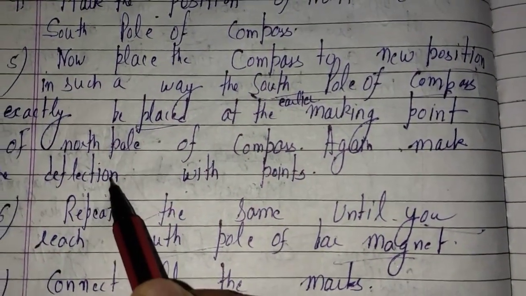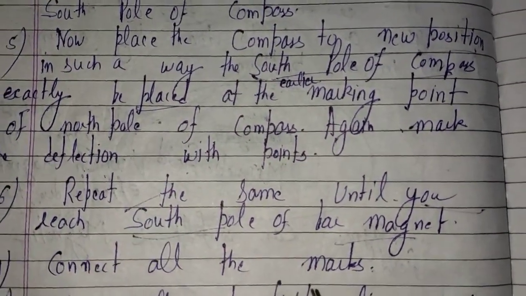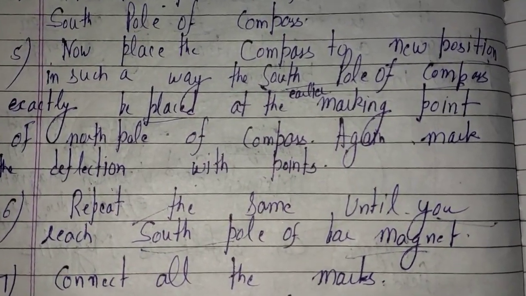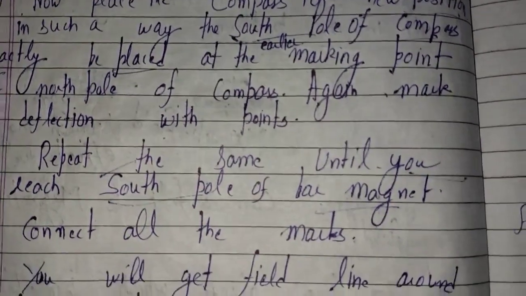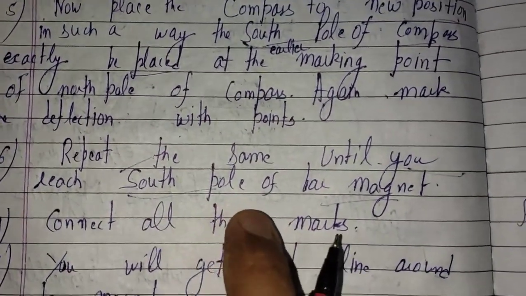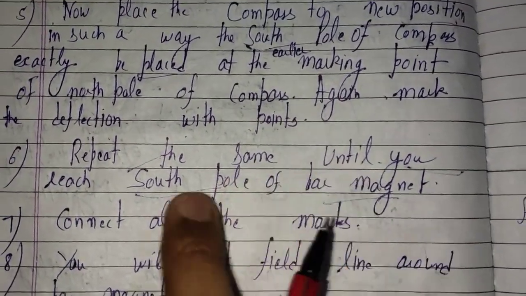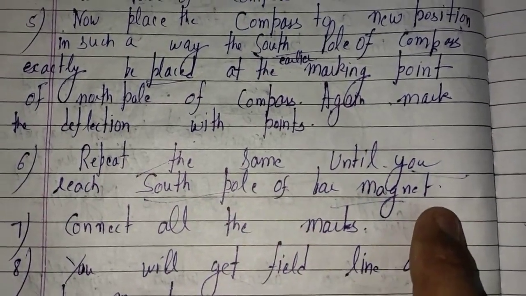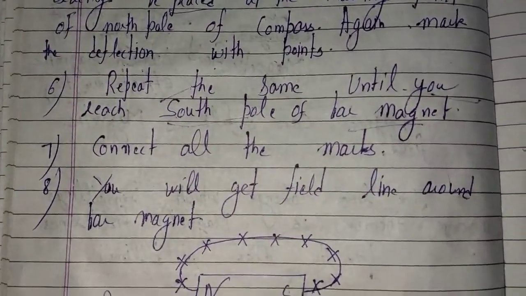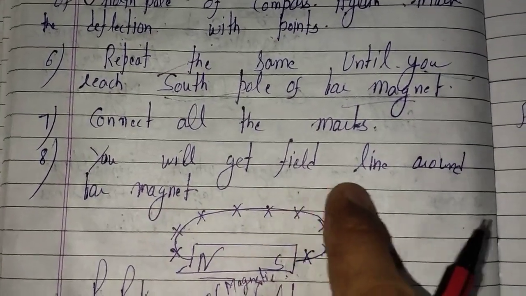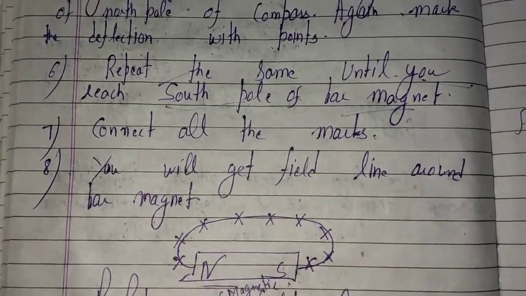You will again note down the deflection and mark the points in case number 2. Mark the north and south pole in case number 2. Repeat this activity until the compass reaches the south pole of the bar magnet. Then you will connect all the markings. You will get the magnetic field lines around a bar magnet.